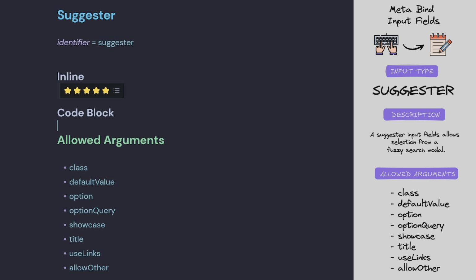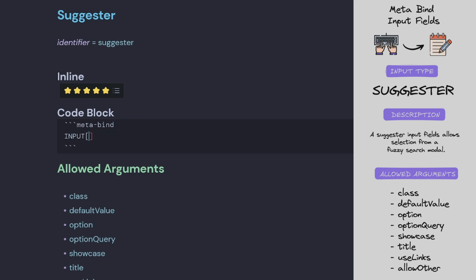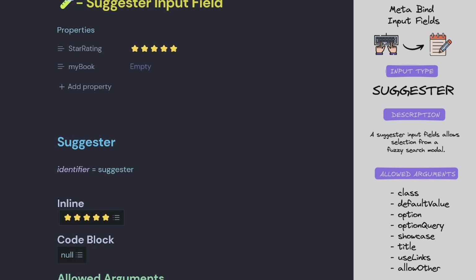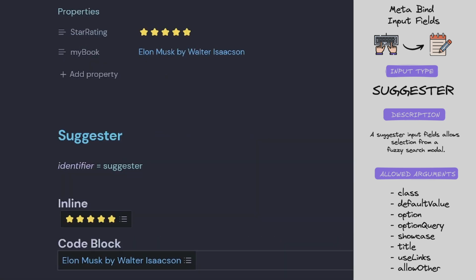Let's have a look at a code block and use some more options. So we'll start with our 3 backticks, followed by the word metabind. We'll put in input, followed by suggester. Then this time we'll use an option query, parentheses, and we'll put our tag book inside there. And we might bind this to a property my book, and then we'll add the my book property up the top there. So now we still have our null, and if we click, it searches all my notes with the tag book. So I can choose this one here, Elon Musk by Walter Isaacson. We can see that that is targeting that note.